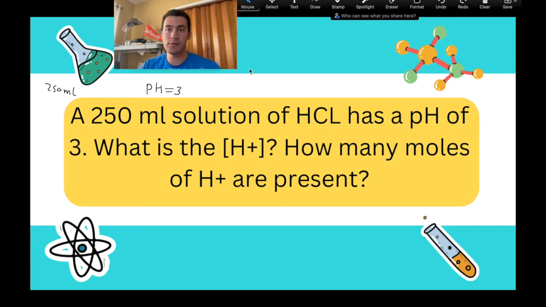Now they're asking us for the number of moles, which could potentially be used for stoichiometry and potentially for things like titrations and stuff like that, which I'll go into more detail in subsequent videos. Right now we're just covering the basics of acids and bases, covering pH and pOH.